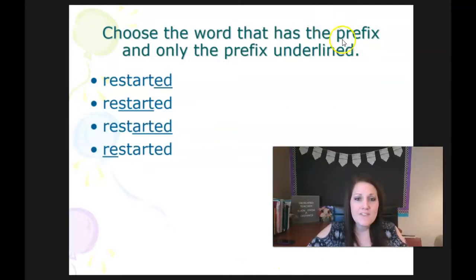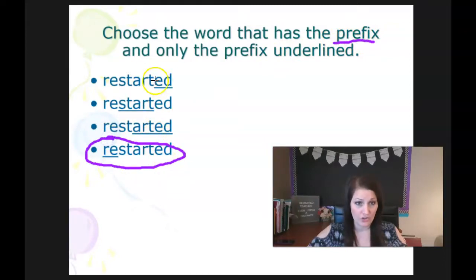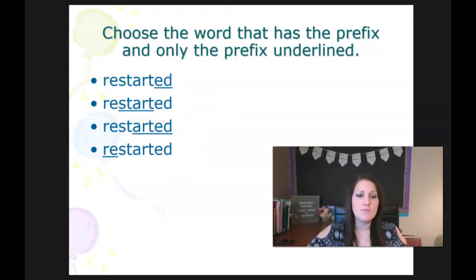It says prefix, and prefix means at the beginning. And there's only one that has the beginning underlined, so it's got to be this one, restarted. All the other ones have the suffix underlined, or the root word, and that's not just random letters. All right, one more, and I wanted to do one more because this one's a little different.